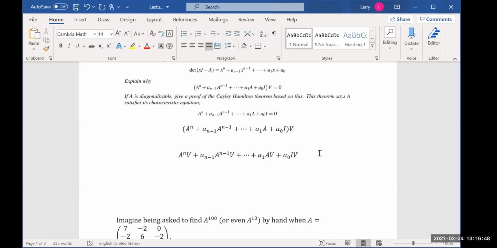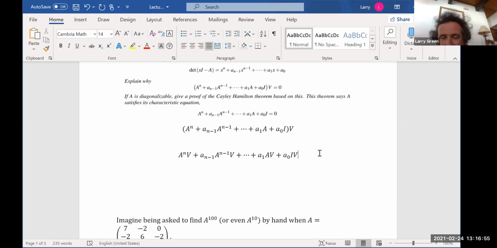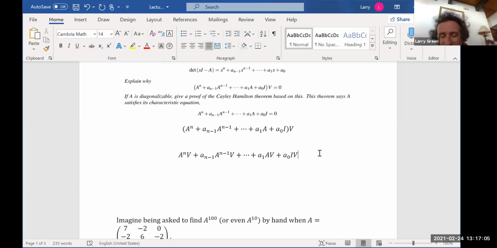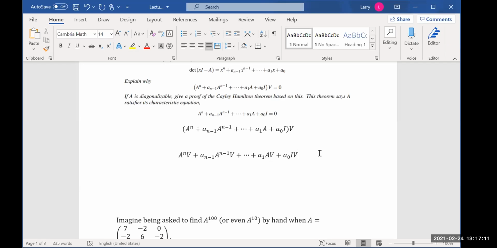A times lambda V. Right, but what's A times lambda V? Because that's lambda times AV. Lambda squared V. Oh, it would be lambda squared. Yeah. Good, good. So A squared V is lambda squared V. What is A cubed V? Lambda cubed. Yeah, lambda cubed V, right?